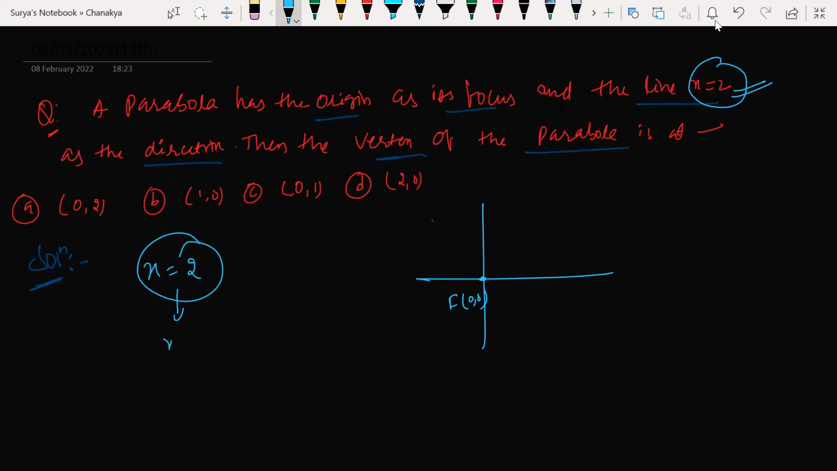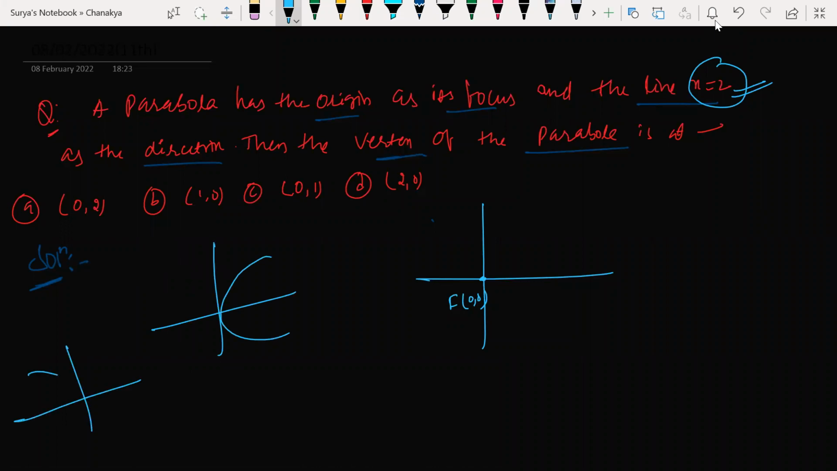Then this means x is equal to a is the directrix. For which parabola would x is equal to a be the directrix? Right-handed parabola or left-handed parabola? y square is equal to minus 4ax. Which parabola? The left side one. Yes, because look at this, this is the left-handed side parabola.